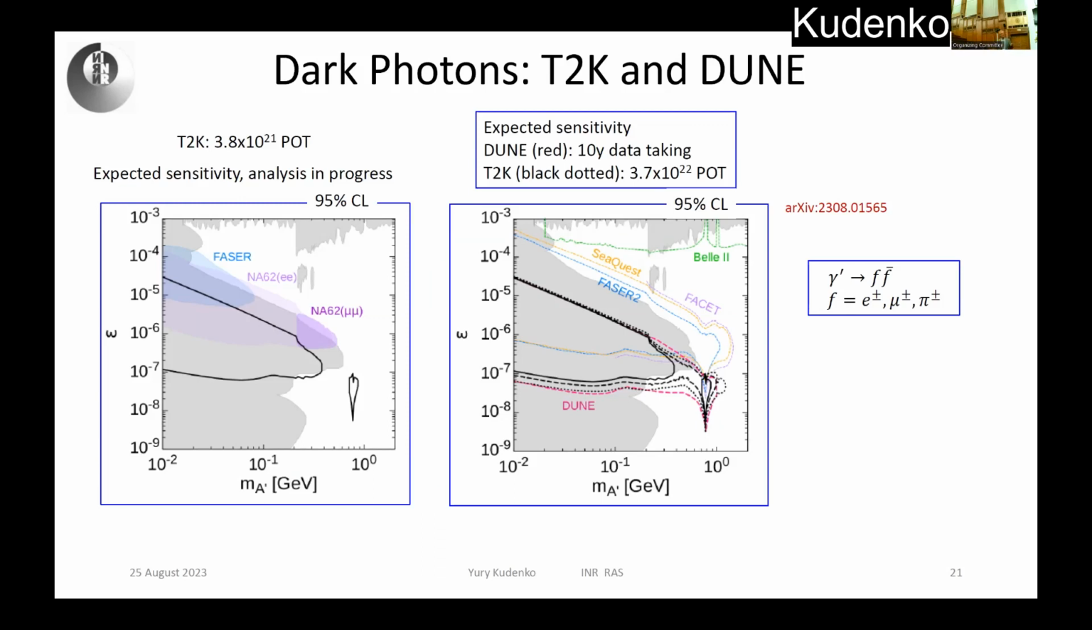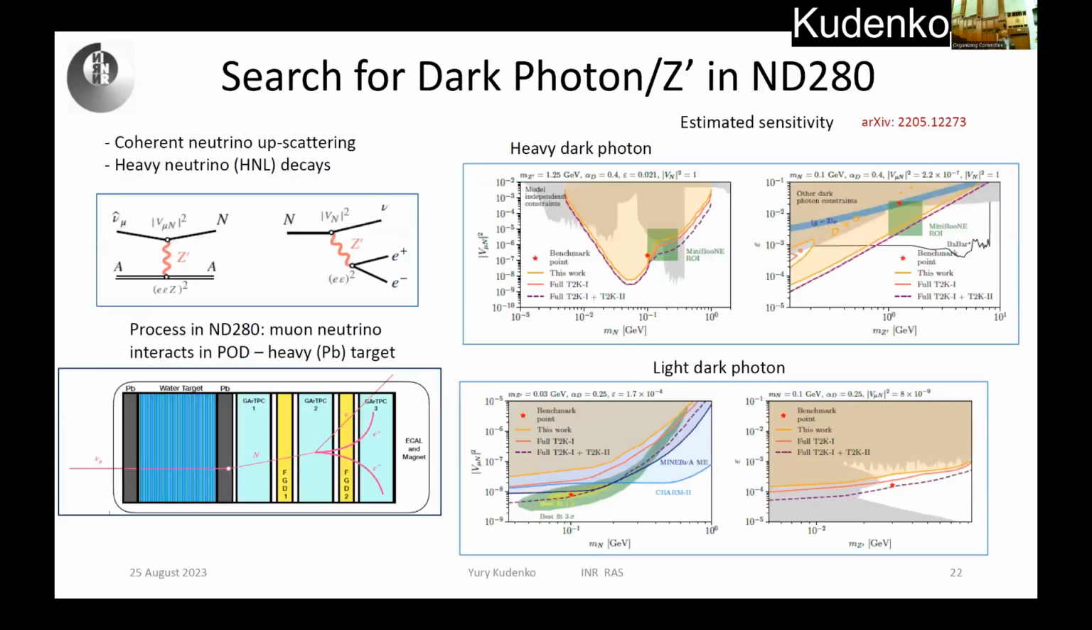But together with DUNE and continuing data taking in the time of Hyper-K, you see here the sensitivity of DUNE and Hyper-K. And you see it's quite interesting, even compared with some proposed experiments designed to search for this, not only for dark photons. It's comparable with two projects just making this search as a byproduct. It is very exciting.